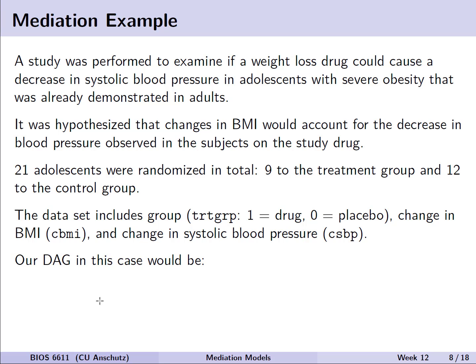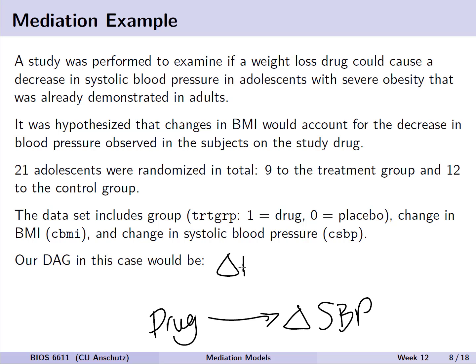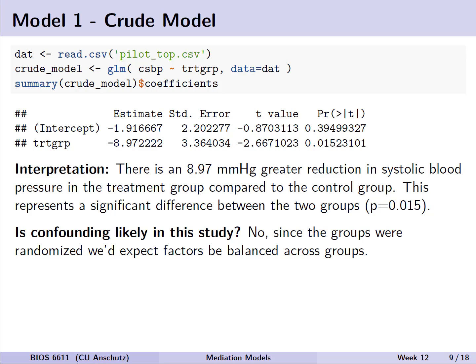In this case, if we were thinking of drawing out our DAG, we would have something that looks along the case of the drug going to affect the change in systolic blood pressure, but we're wondering if that change in BMI might be our indirect effect. And so here's what we might look at for an example of what our DAG, or flow of information and causal framework, might be in this case. Let's start by walking through our 3 models step by step before tying it all together.